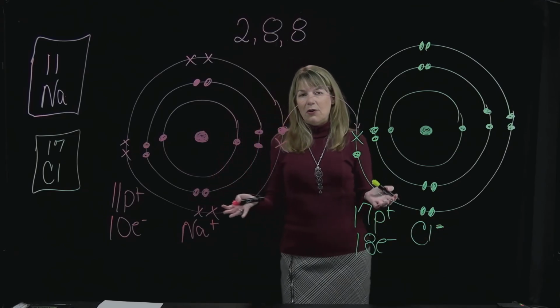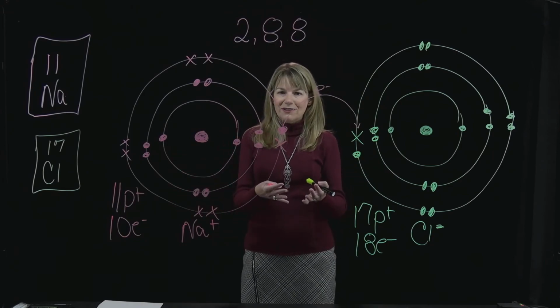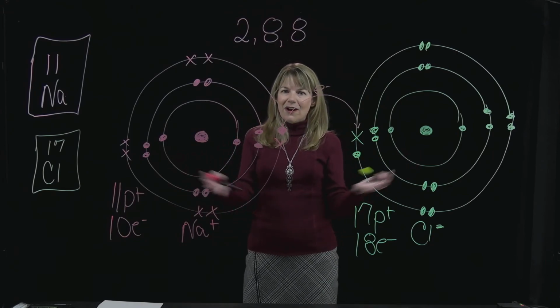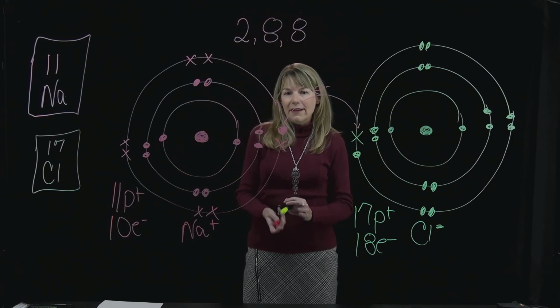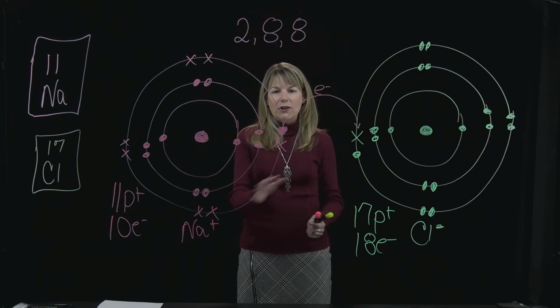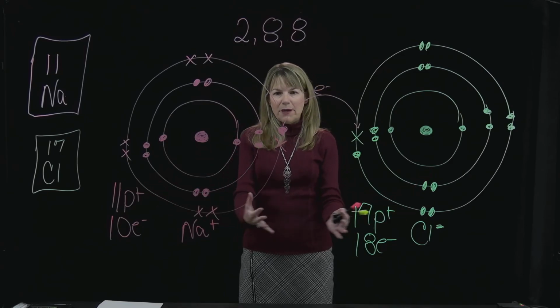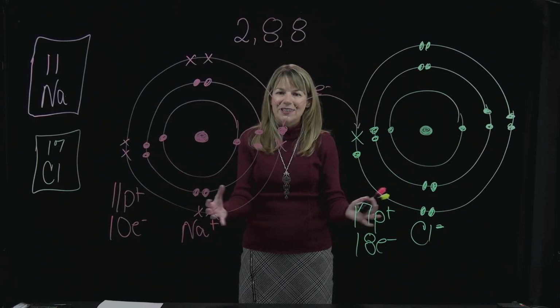And what do we know about opposite charges? They're attracted to each other. So now these two ions are going to hang out together in what we call an ionic bond. So this is the first bonding pattern, and it is caused by these mutually opposite charges attracting each other.